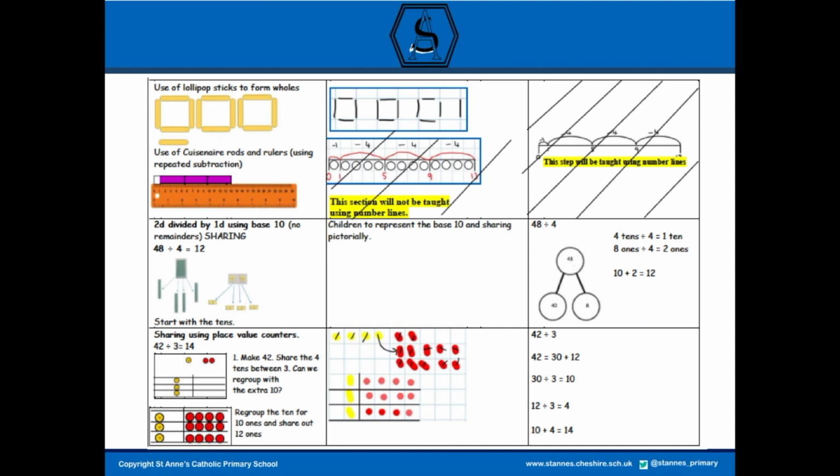Then we go on to the pictorial, so the children are drawing it here, and you can see how they're regrouping one of the 10s into 10 ones in order to be able to share it out equally. Then we go on to the abstract, 42 divided by 3, so we've got 42, we partitioned it into 3 tens and 12 ones, so we can share it equally. Then we divide 3 tens into 3 groups, which is 10, and then 12 ones into 3 groups, which is 4, and then we add those 2 together.